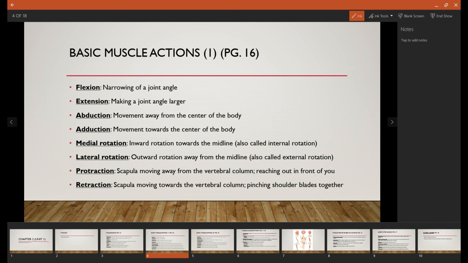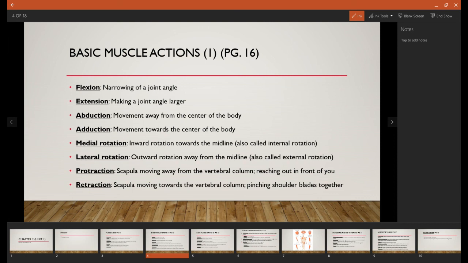Abduction, and be really careful on that spelling there. Abduction is any kind of movement away from the center of your body, so away from the midline. Abduction would be like going from anatomical position and moving your arms up to the ceiling. So they move away from the center of your body. That is called abduction.